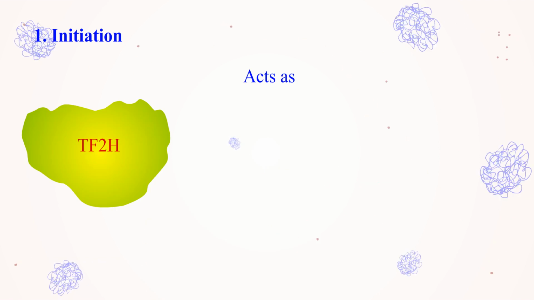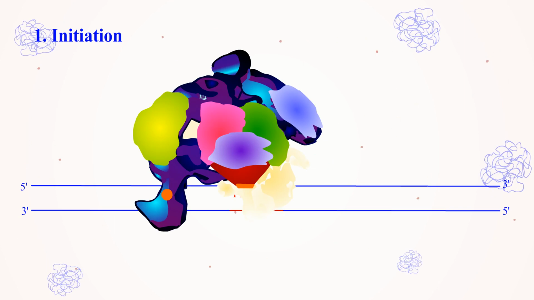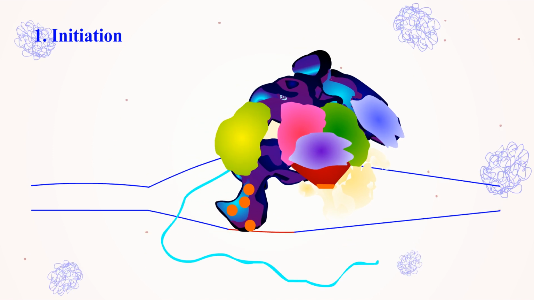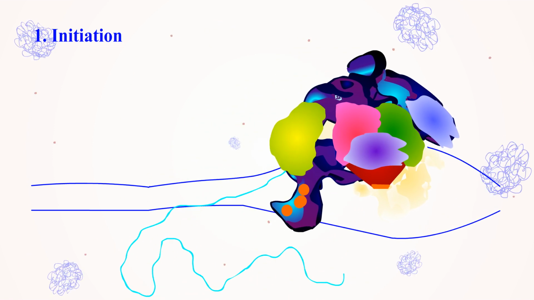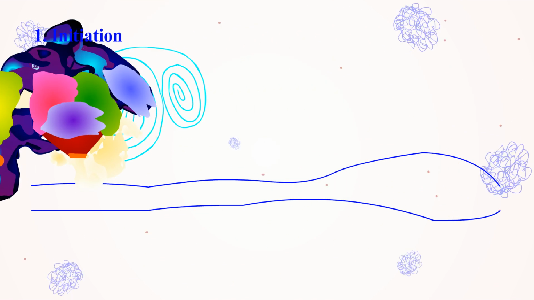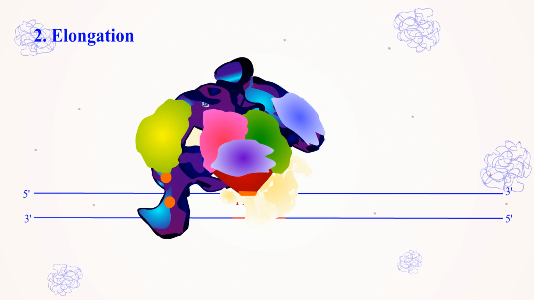TFIIH is a multi-subunit factor, which plays the role of helicase, and as a protein kinase, which will phosphorylate the sequence repeats in the C-terminal domain present in the largest subunit of RNA polymerase 2. The phosphorylation of these sequences will release the polymerase from the initiation complex and allow it to move forward along the template, which will start the elongation phase.